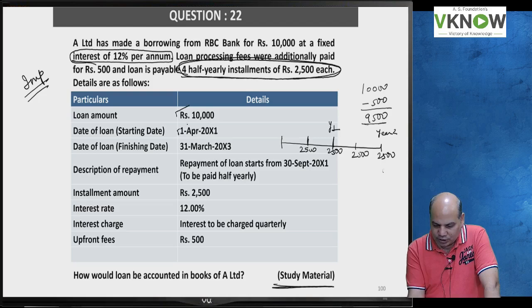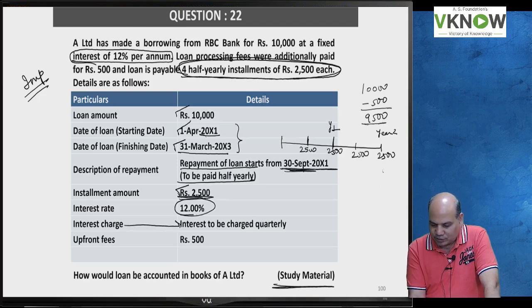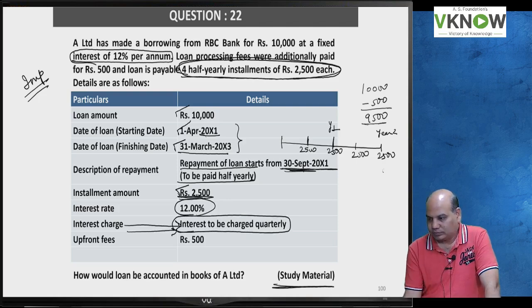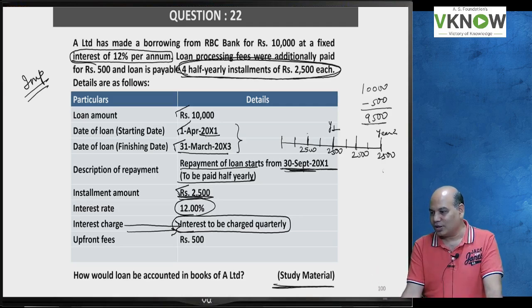Loan amount 10,000, date of loan 1st April 20x1, finishing date 31st March, 2-year problem, but 4 installments are there. Repayment of loan starts from 30th September after 6 months and to be paid half yearly. Installment amount 2,500. Interest rate 12%. But the important part is this line. Interest will be charged quarterly. Interest payment will be made 4 times a year. Principal amount will be paid 2 times a year.